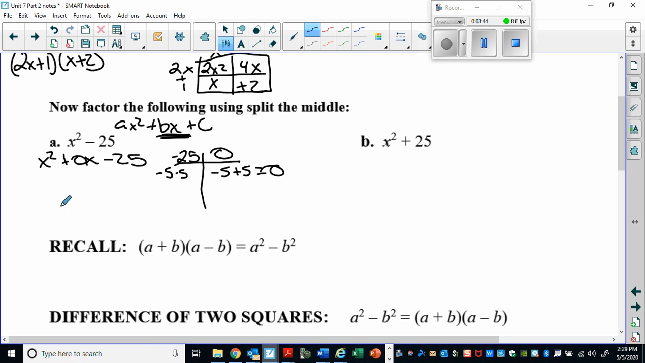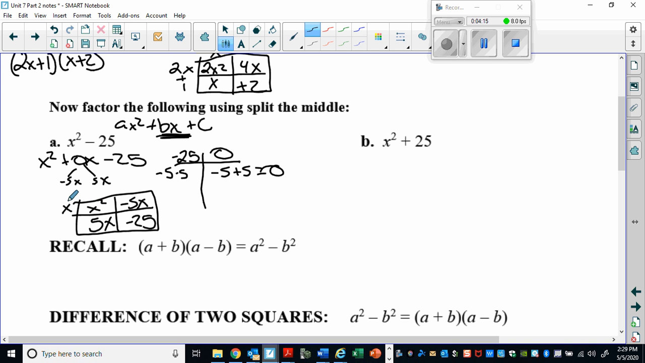Okay, so now that we have our middle, we have negative 5x and we have 5x. Remember, always take the variable of the term that's the second term. Now that's going to be our first term in the box. And this is going to be our second term in the box. These two, it doesn't matter where they go. So now we're going to go ahead and take out our greatest common factor. So we'll take out x here.